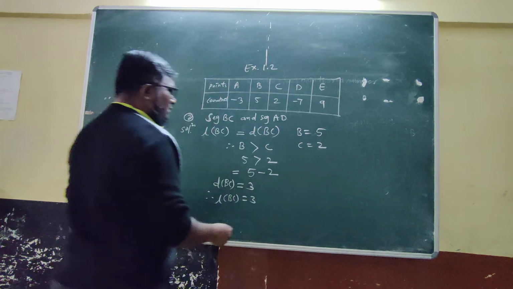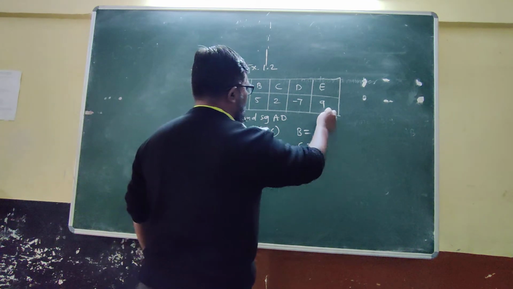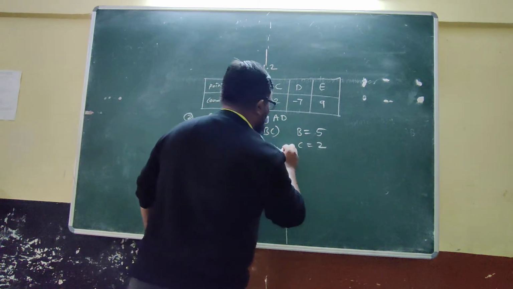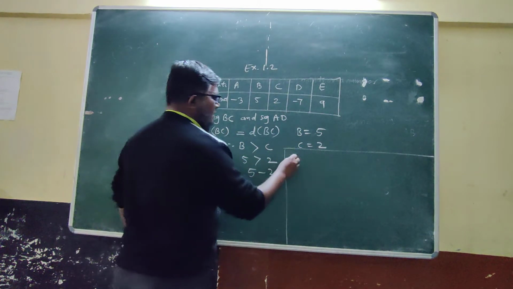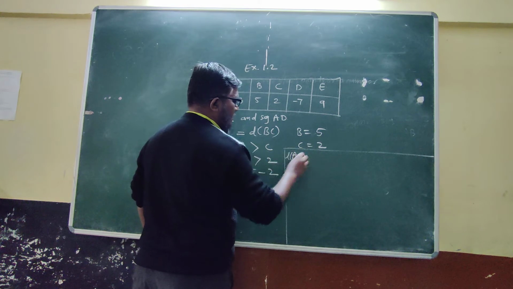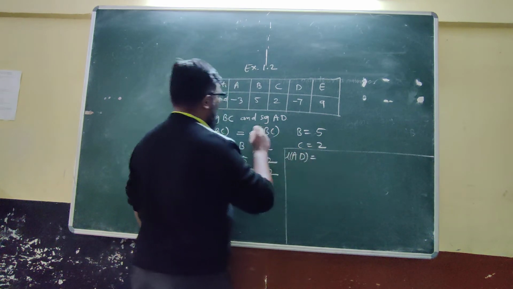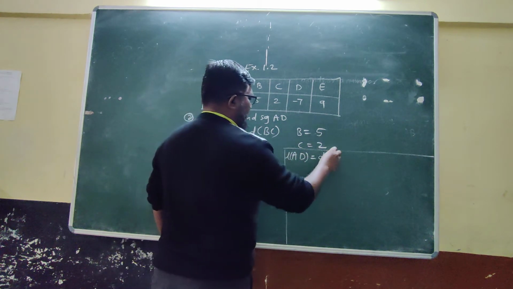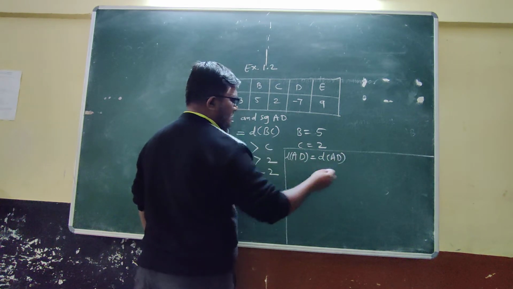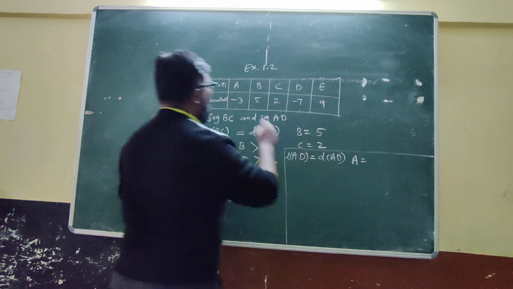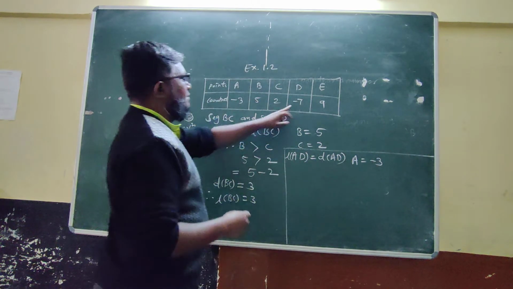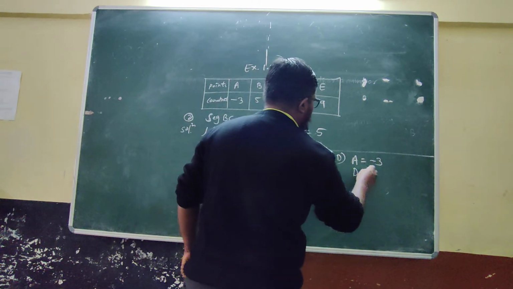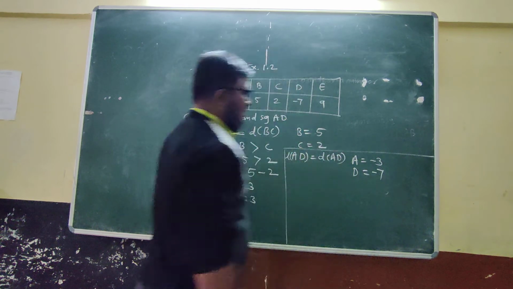Similarly, we have to solve like this. For the other segment that is given, AD, the length of AD is equal to the distance of AD, in which A has coordinate -3 and D has coordinate -7. D has the -7 coordinate.